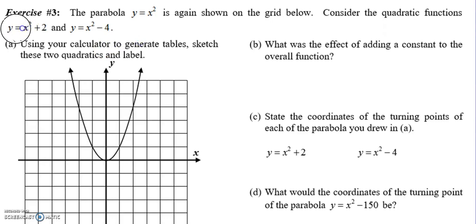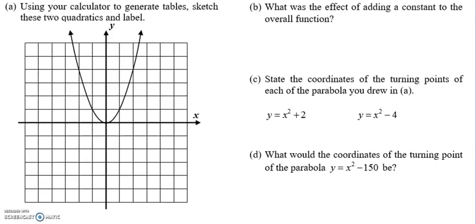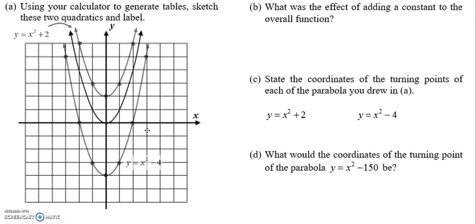So put the label, the equation next to each graph so we could just determine which one's which. So let's just do part A first. So hit pause and try that now. All right, let's see how you did with these quadratics. So did you get something like this? Okay, so you can see that we have them labeled. The plus 2 is this one here, and the minus 4 is this one here.